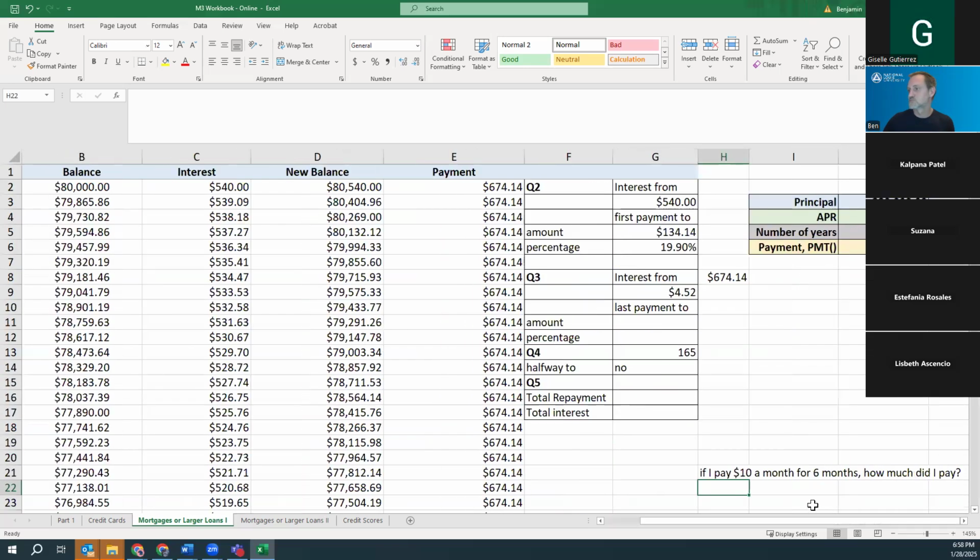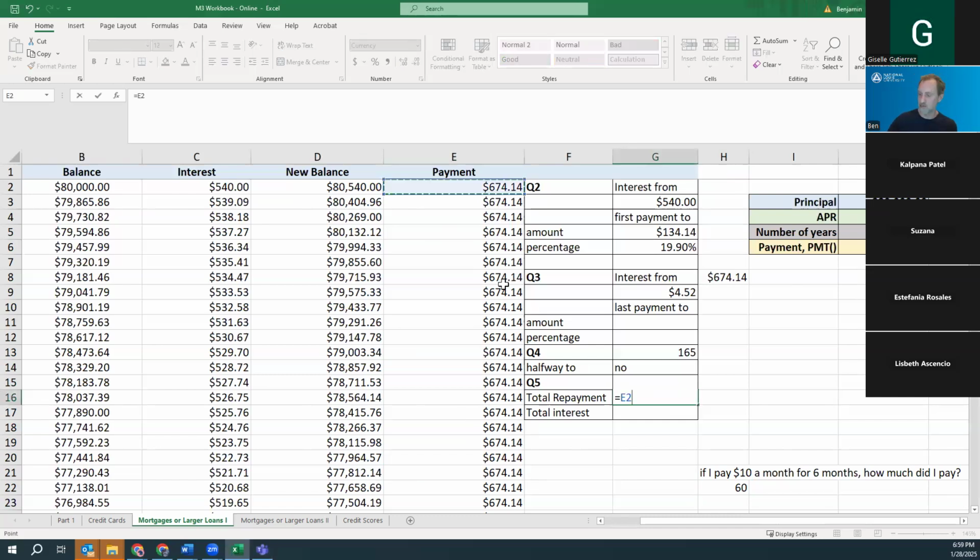You multiply. Yeah, just multiply 6 times 10. So that's the concept here, because what we did is we paid the same thing over and over and over again. How many times did we pay that? Right, 240 times. So take any of these payments and multiply by 240, and you'll get the total repayment.